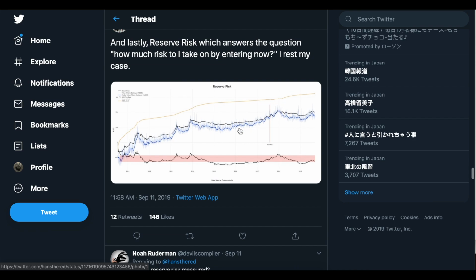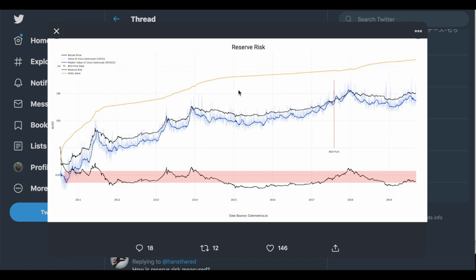And the last thing is reserve risk, the so-called reserve risk metric, which shows you what level of risk you have when you're buying Bitcoin at a certain price. So right now, of course, we are not exactly at the accumulation phase, which was like $3,000-$5,000, but still we're at the very bottom of the low risk area. And in fact, last time price moved very fast to the upside, so it may indeed be kind of a last chance to be in a very nice position before the major bull market will start.